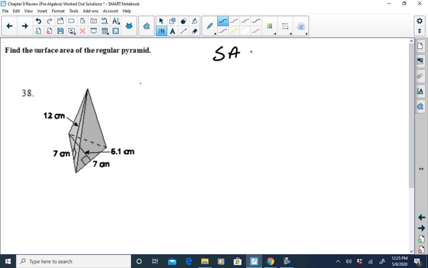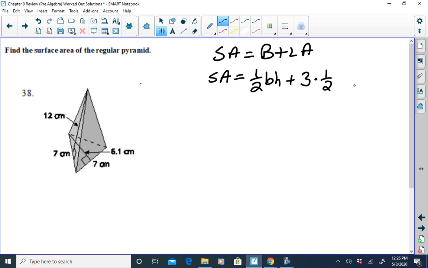All right, I always still want to write my formula. Base area plus the lateral area. But the base area now, instead of being a square, it's a triangle. So it's 1/2 base times height. And because the base is a triangle, we have 3 triangles for the lateral area, not 4 triangles. So it's 3 times 1/2 base times height.